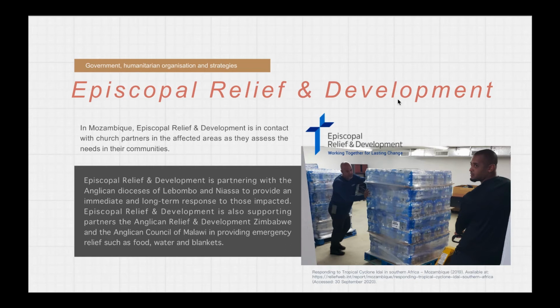Another example is in other regions, such as Mozambique, where Episcopal Relief and Development is in contact with church partners in the affected areas as they assess the needs in their communities. They provide emergency relief such as food, water, and blankets.